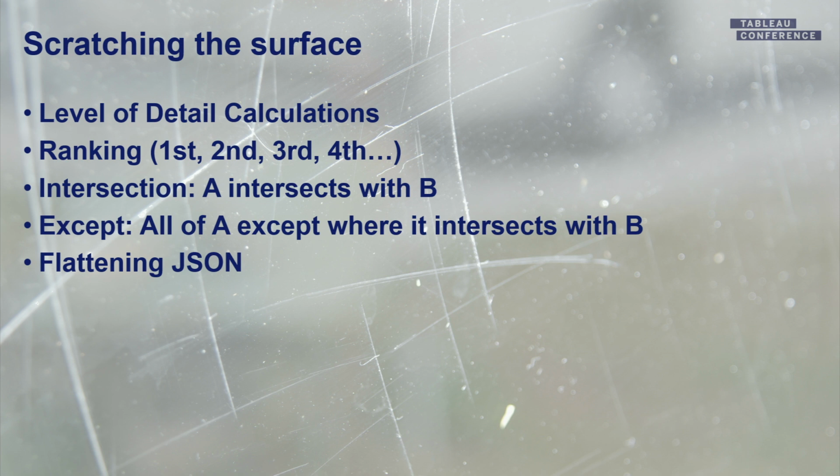So we're just scratching the surface in terms of what's possible when you do reshaping. There are a lot of other options that we don't have enough time to talk through today. But things like adding different level of detail calculations help with reshaping, as well as ranking. If I've got a window of data and I want to assign the first, second, third, fourth, fifth option, it's another common reshaping technique, as well as showing intersections or exceptions between two sets. And also things like flattening JSON, because JSON data is often captured in a single field, and you need to be able to reshape that.